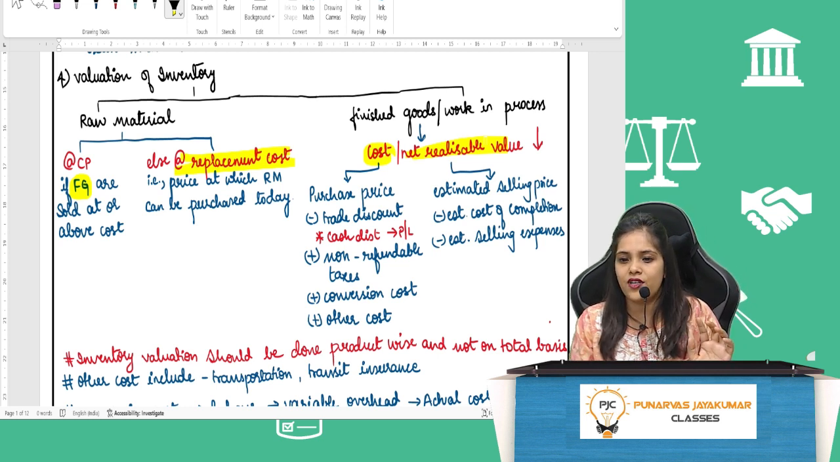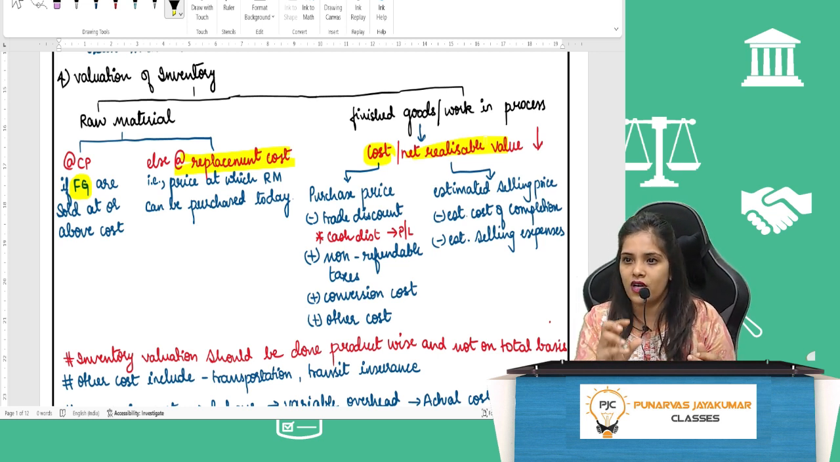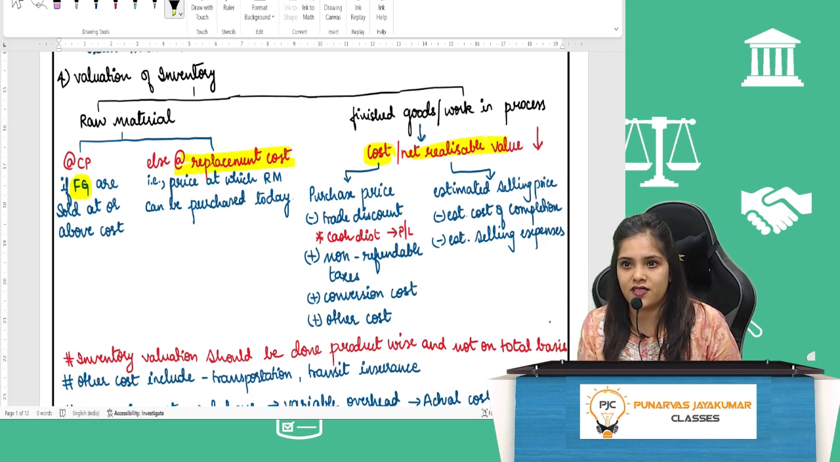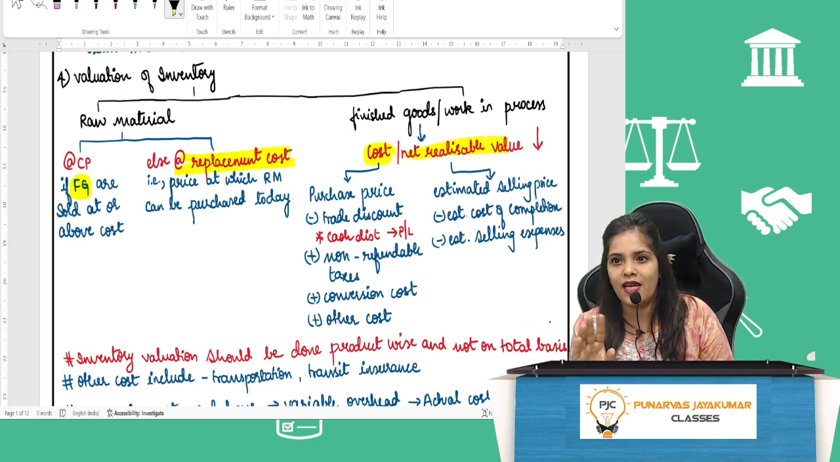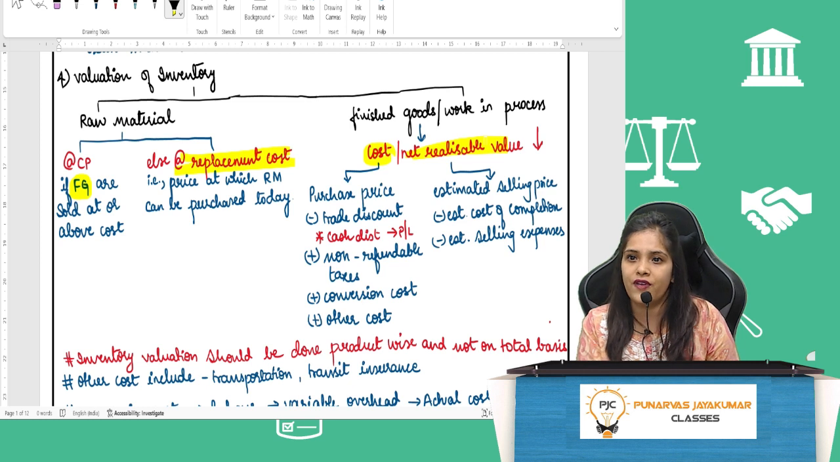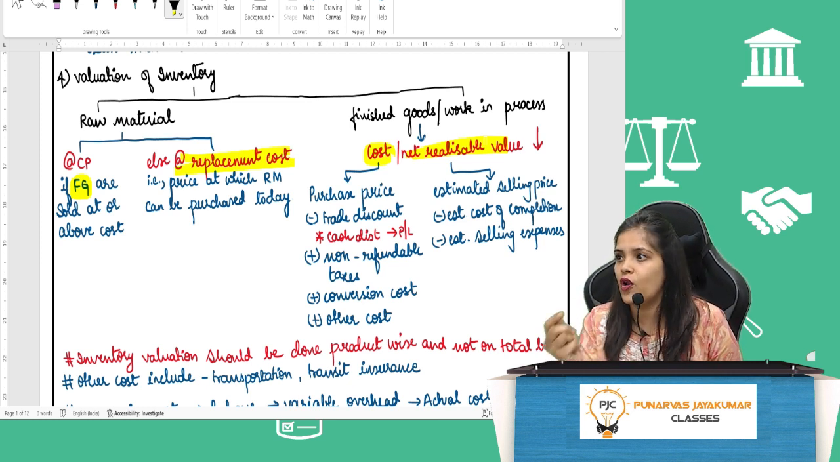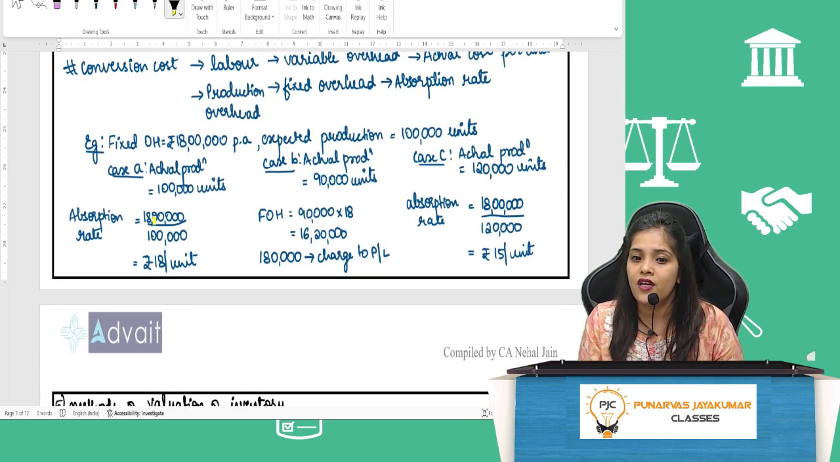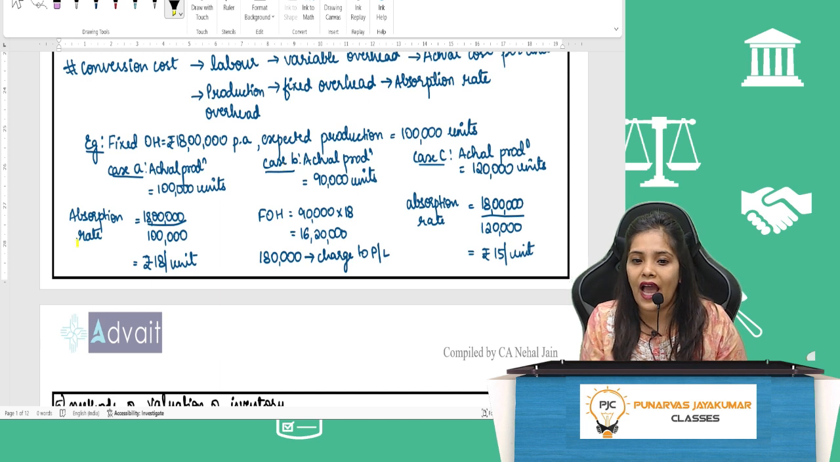Now conversion cost matlab cost of converting raw material to finished goods WIP. Clear? And other costs just transportation and all that. Now your other cost will also include overheads. Overheads are basically indirect expenses. Indirect expenses can be of two types: variable overheads and fixed overhead. Now variable overhead will always be on the per unit price. So that should be added. Production overhead or the fixed overhead should always be done on absorption rate.